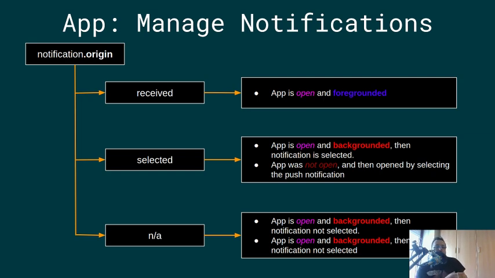Okay, we have the application closed, it's not backgrounded, it's closed, and we opened the application through a push notification. So that notification with the origin will be selected, and also when the application is backgrounded but open and the notification is selected. In the other cases, when it's open and backgrounded and the notification is not selected, it's nothing. I imagine when not open, the notification is not selected.